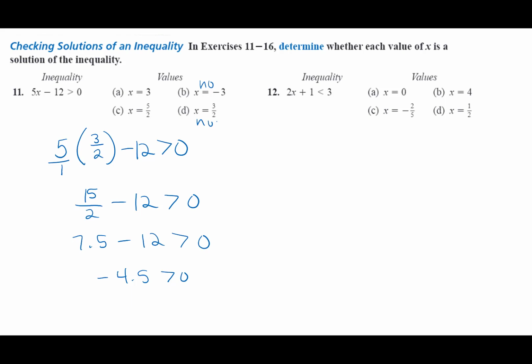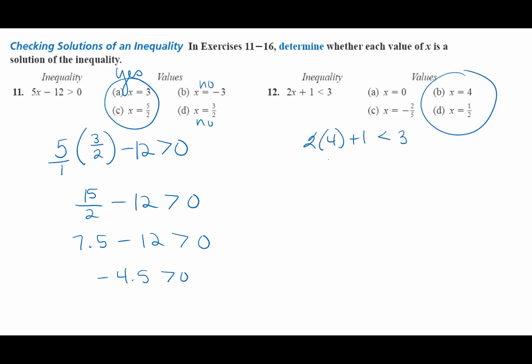And just in case you want to go back and do these later, both A and C work for this inequality number 11. Okay, turn your focus to number 12. The inequality is 2x plus 1 is less than 3. And we'll go ahead and check B and D again. For B, the x value is 4. This will be 2 times 4 plus 1, and we're going to see if that's less than 3.